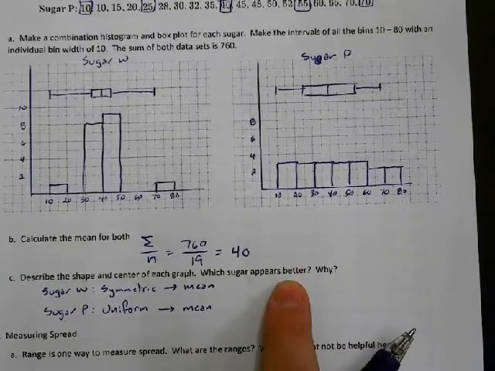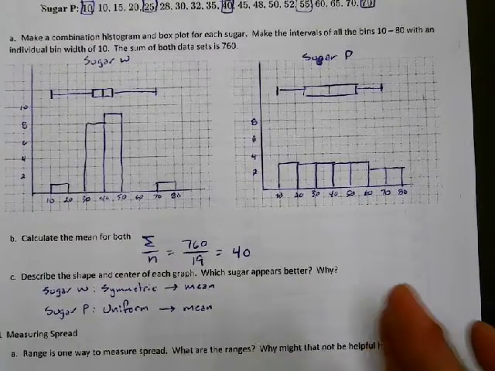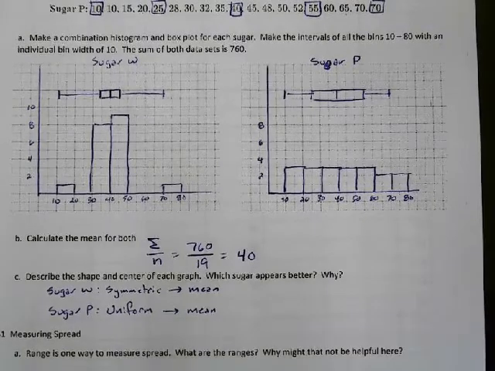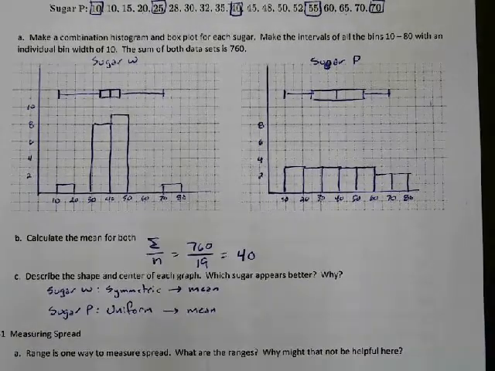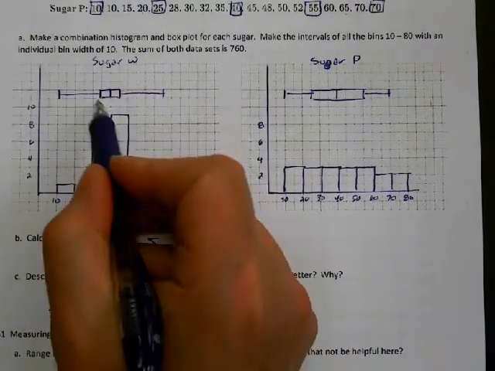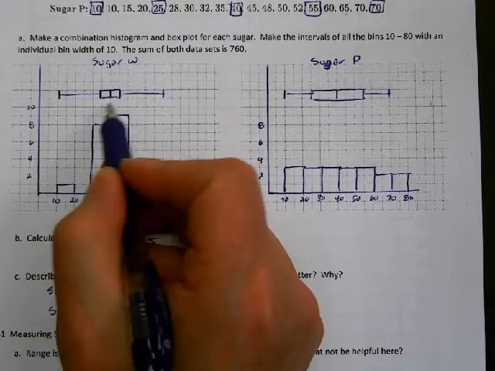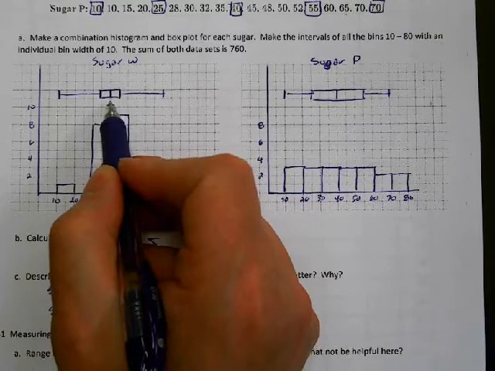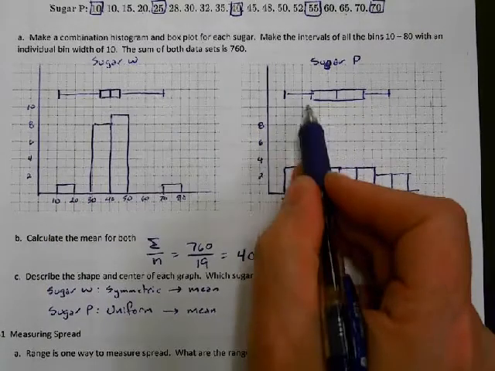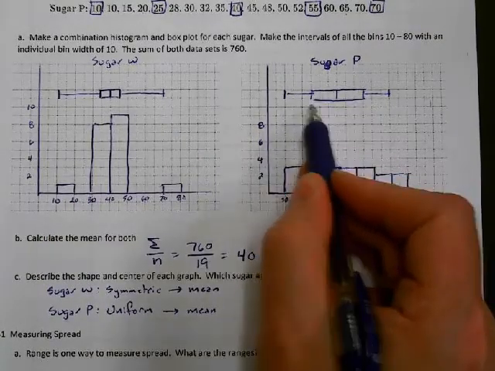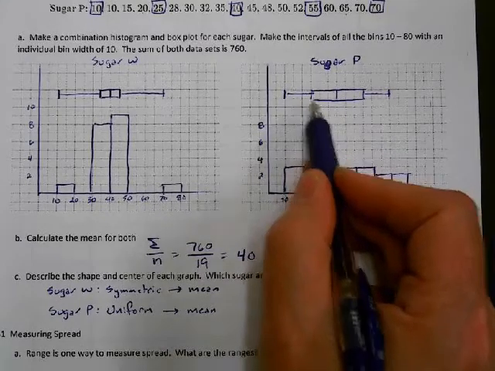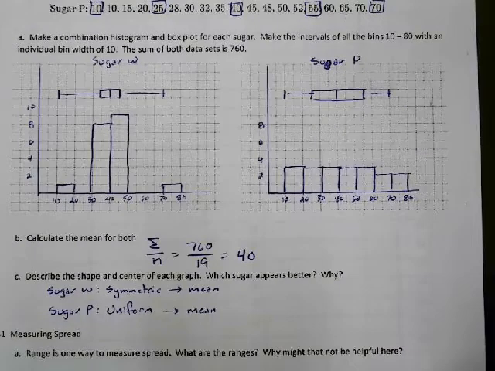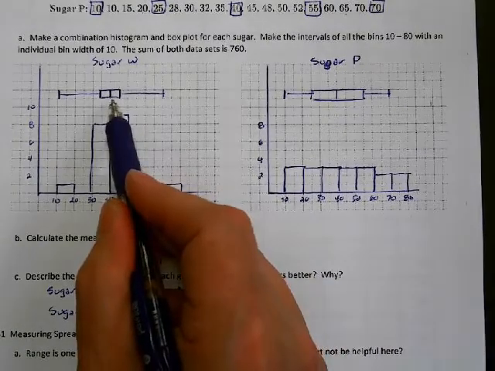Well, they have the same center, so you can't use the center to decide which one's better. So then you'd move on to what we call spread. And here, this box, the IQR, that's the middle 50% of our data. It's not a very big box. That means the center is not spread out that far. Whereas this box, the IQR, the difference between Q3 and Q1, we've got a bigger spread of the data. So we would say the one with less spread is better data.